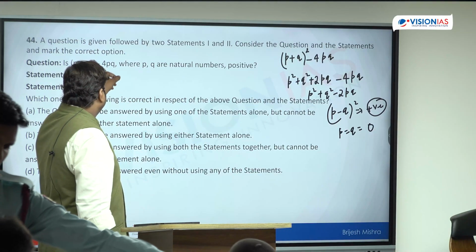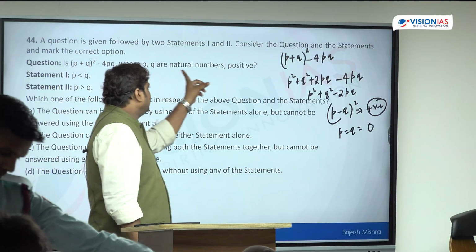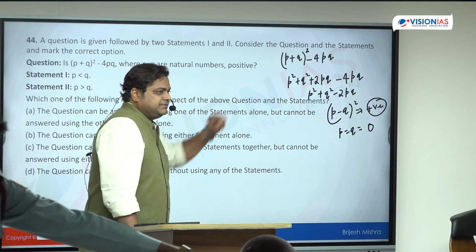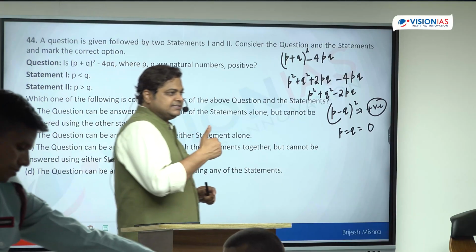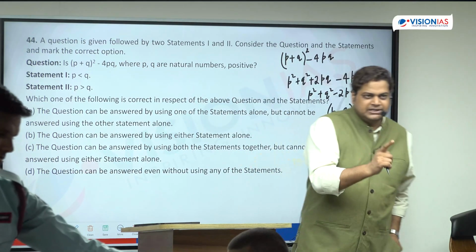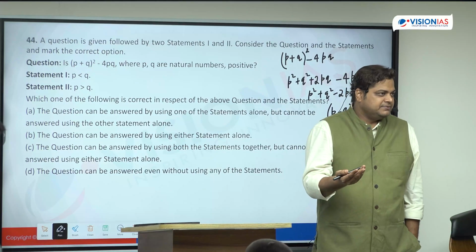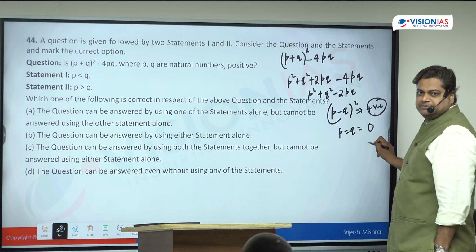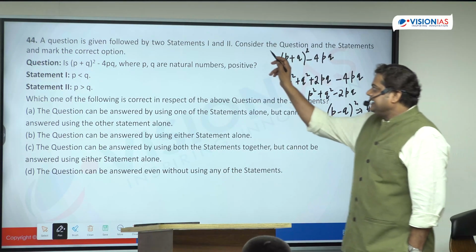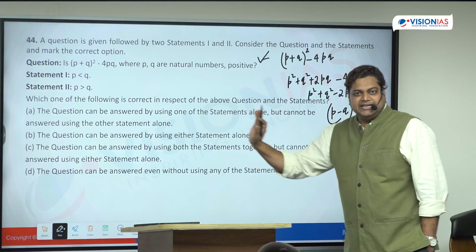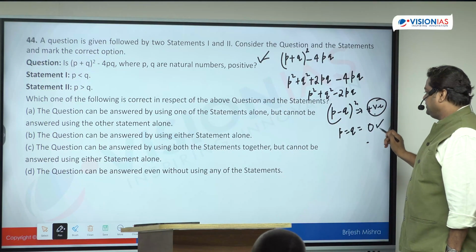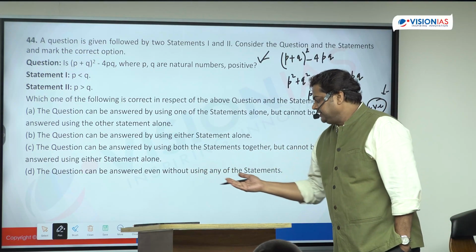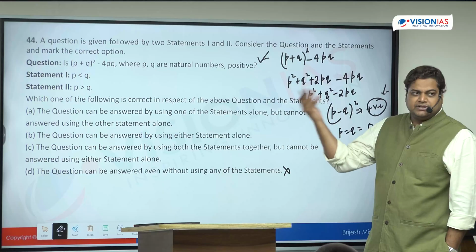So is p plus q whole square minus 4pq, where pq are natural numbers, positive? The answer we need to get yes or no. Is it positive or is it negative? So how we can say this value is coming positive, but it can be 0 also. It can be 0 also. So if we are taking just this information and trying to get the answer, we can get 0 also, we can get positive also. So the question can be answered even without using any of the statement. This is wrong. We need to go for the statements.